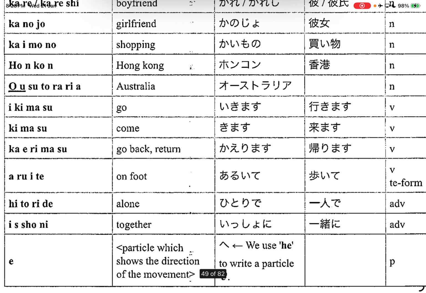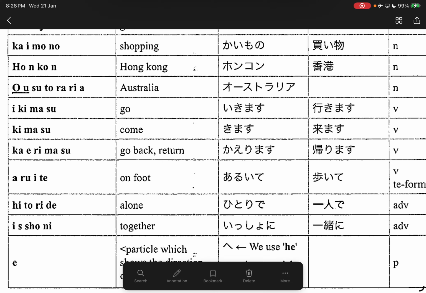Can you see on the last column it actually says V for verb, but however they say te form, right? So this te form will only be learned in E2, but there's a reason why we make you learn this aruite first. I will explain later. But this aruite, the base word comes from arukimasu.